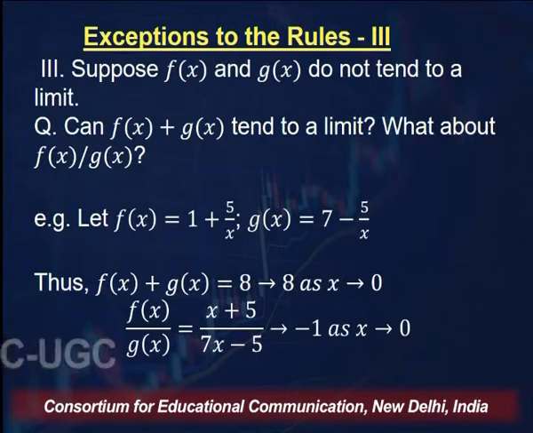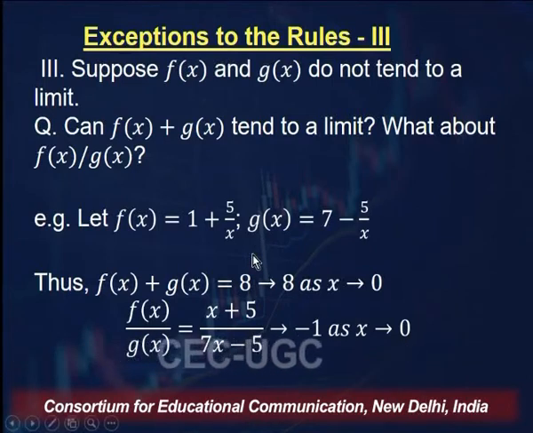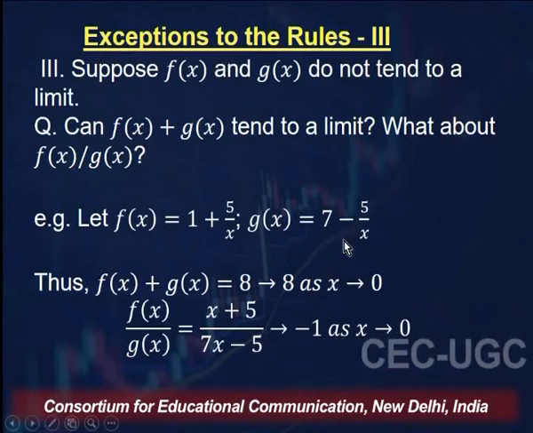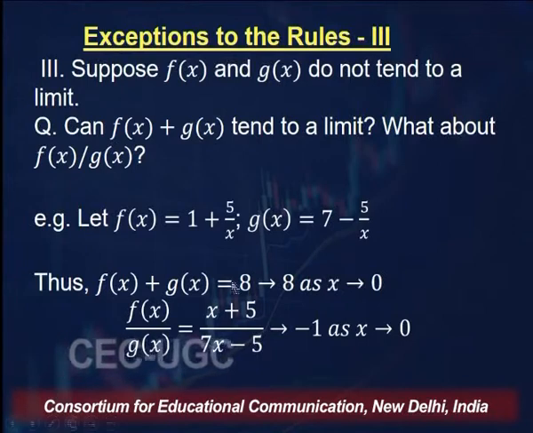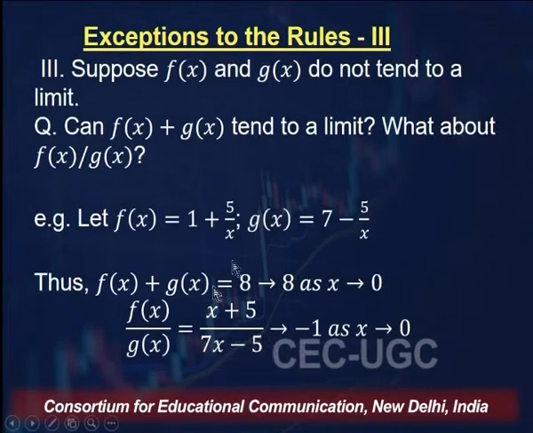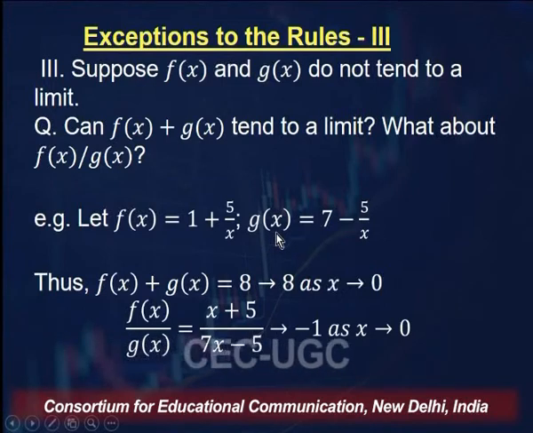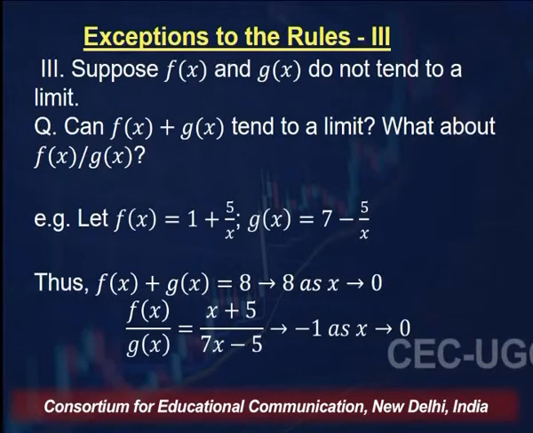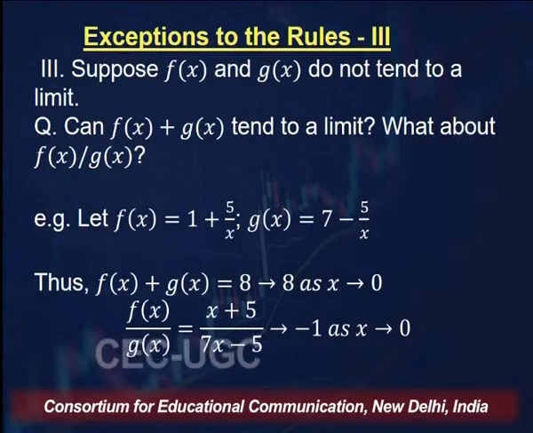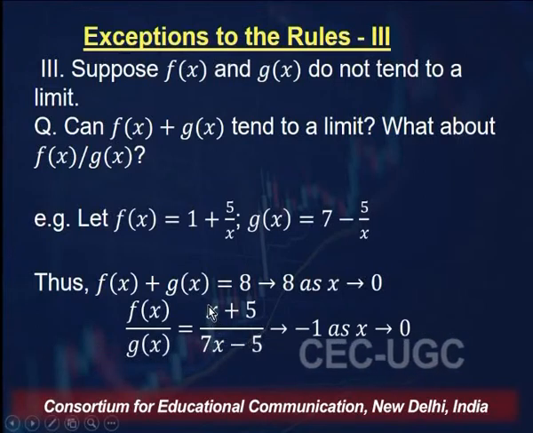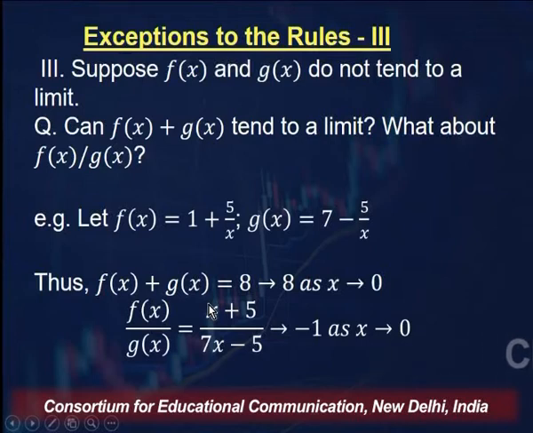So let f of x be equal to 1 plus 5 by x, right? And let g of x be equal to 7 minus 5 by x. So what will happen? When you take the sum of the two functions, f of x plus g of x, the 5 by x terms get cancelled straight away. Now you can see here very clearly, f of x and g of x don't have a limit, right? And this is when we are considering x tends to 0, let's say. So here there is no limit. But for f of x plus g of x, we do have a limit. The sum tends to 8 as x tends to 0.